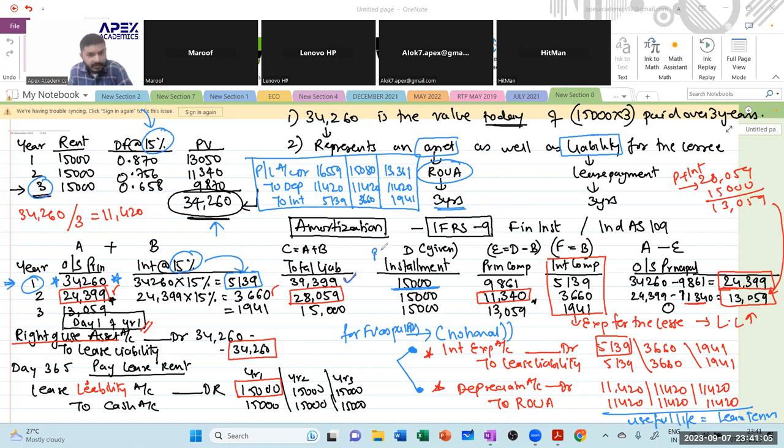How much installment, that is rent, are you paying? 15,000. This will be principal plus interest because you have to return both. You have to return some part of this and some part of this. Yes, sir. Every year interest has to be paid in full. So this has interest of how much in it? 5139. So out of 15,000, interest is how much? 5139. How much is principal? 9861. 9861 is principal. It will be adjusted against principal only.